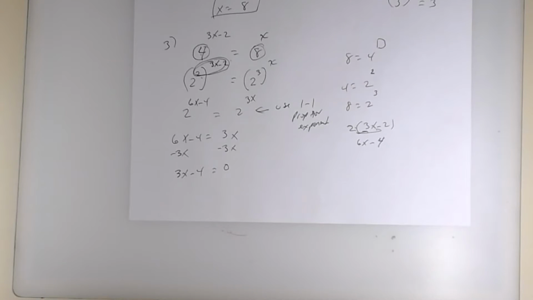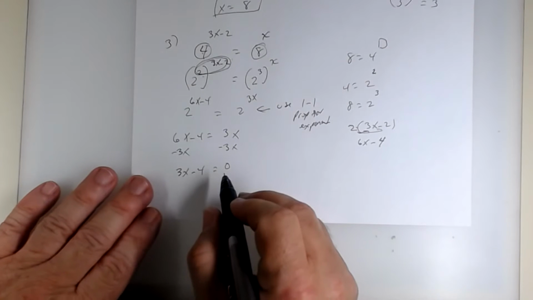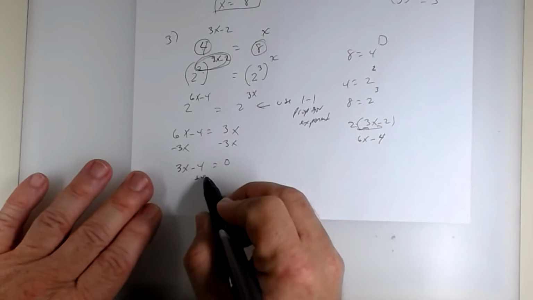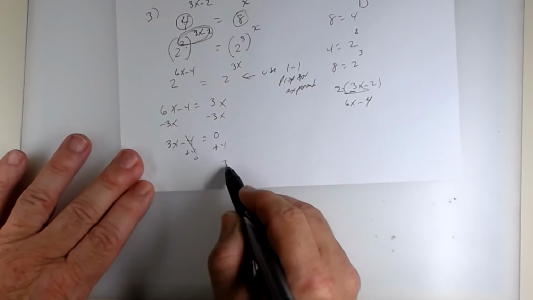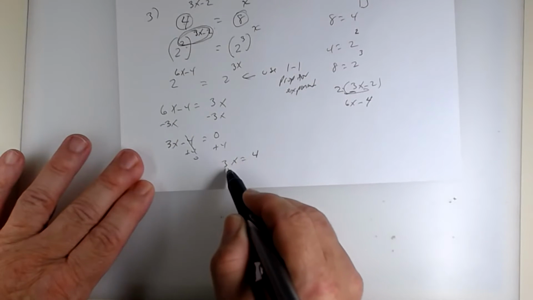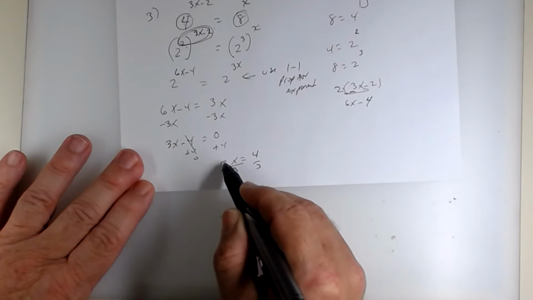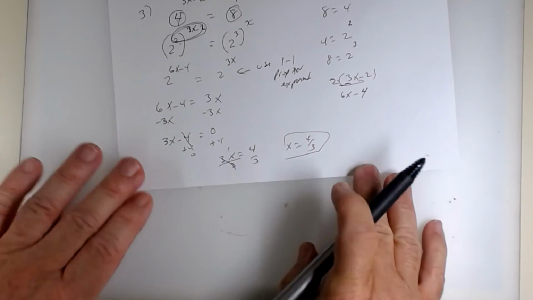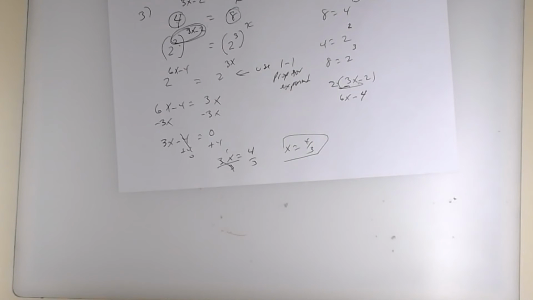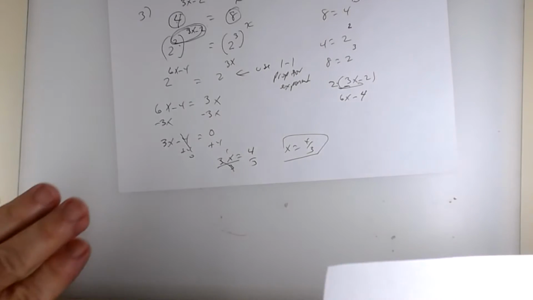And now what's the next step? No, don't divide yet. Add 4 first to both sides. They combine like terms, and then I get 3x equal what? 4. And so x is what? 4/3. That's your x. Okay? Let's look at this one. All right. So for exponential equations, the goal is getting the bases to be the same.